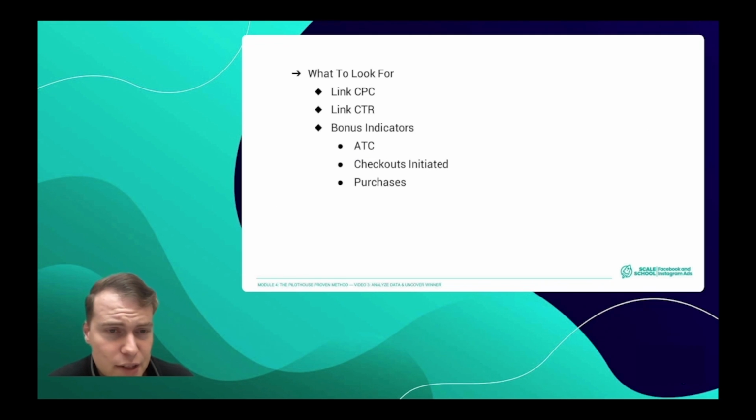Then in terms of going into some of these details, I know we've already touched on a lot of these: link CPC, CTR, and then bonus indicators like add to cart, checkouts initiated, and purchases. Those are the ones that really are going to add a lot of value to your profitability goals ultimately when you're measuring and looking at how you can optimize. So those are the ones to focus on.